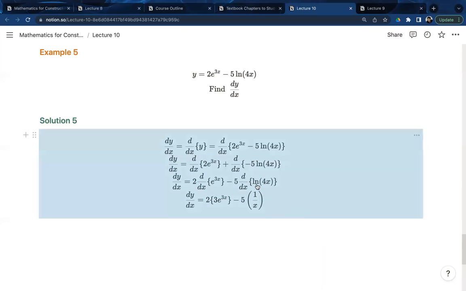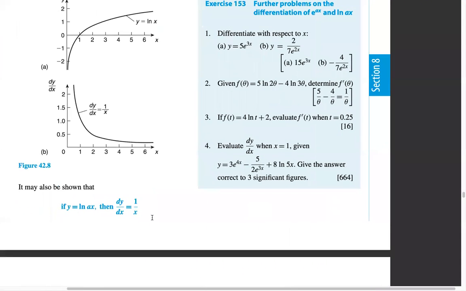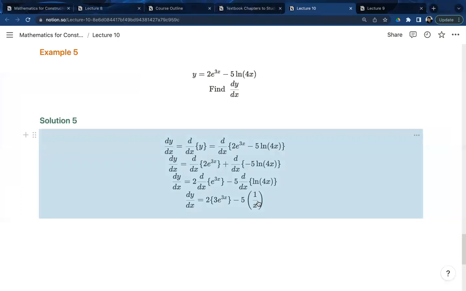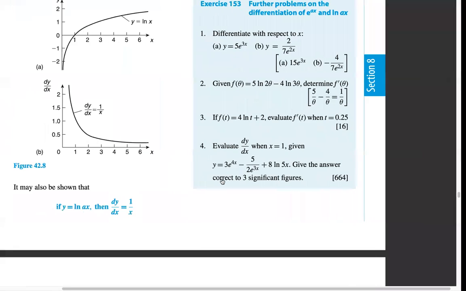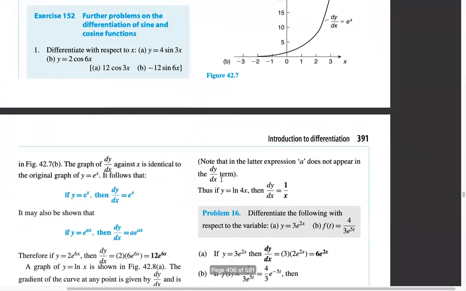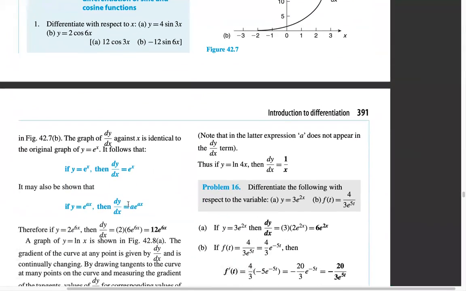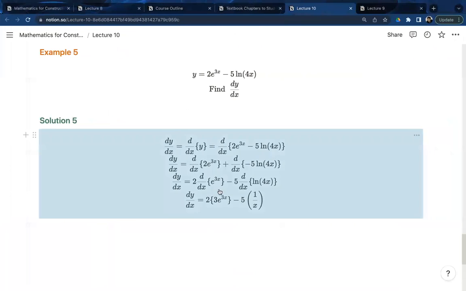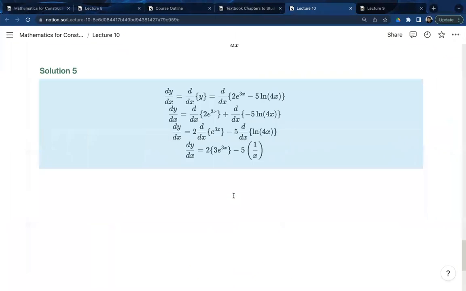Right? The derivative of ln ax is 1 over x. See it here? Derivative of ln ax is 1 over x. So that's 1 over x. Doesn't matter what that 4 is there, but the 5 comes along for the ride. Similarly, 2 comes along for the ride. What is the derivative of e^(3x)? For e^(ax), you take the a, which is 3, put it on the outside, and e^(3x).